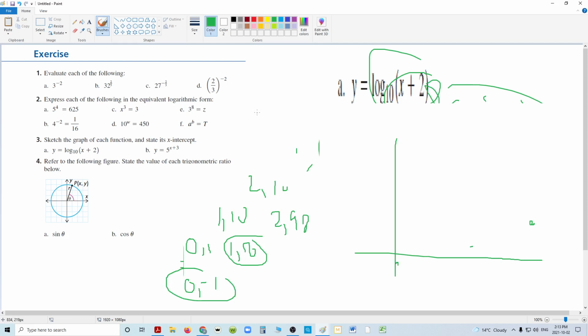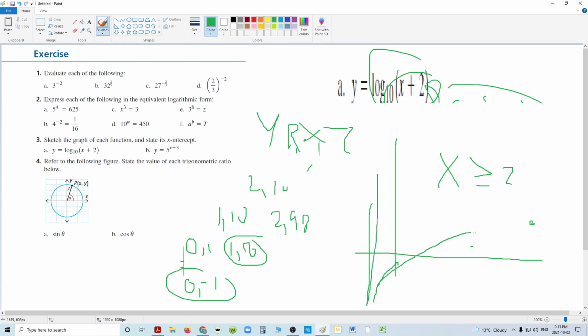Keep in mind that because the other one, its range was bigger than minus 2, this one's domain must be bigger than minus 2. So that means it's going to pass here and have a minus 2 as a vertical asymptote, and it's going to do that. My mistake.